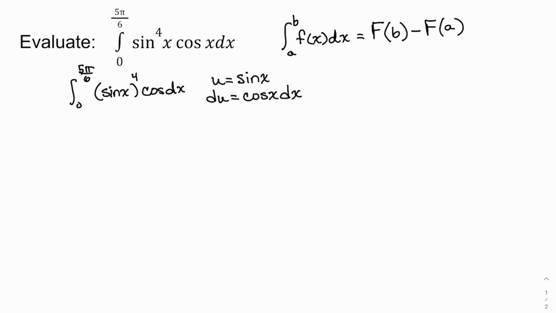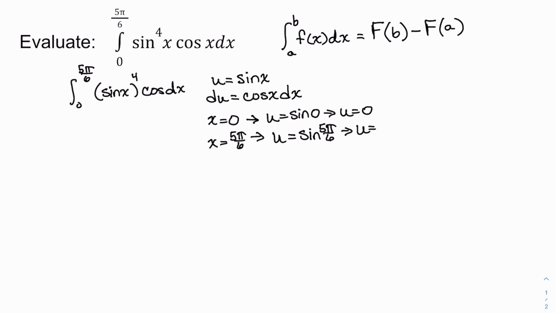And then when we look back, we also have our endpoints of integration. Well, if u is equal to the sine of x, then when x is equal to 0, that gives us that u will be equal to the sine of 0. And in this case, we get u is equal to 0. And when x is equal to 5 pi over 6, that gives us that u is equal to the sine of 5 pi over 6. And we get that u is equal to, well, the sine of 5 pi over 6 is positive 1/2.